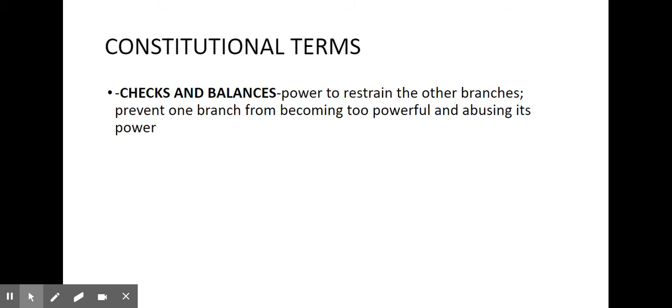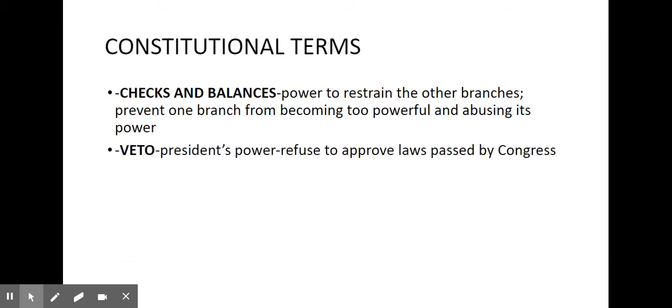Or he can do something called a veto. Okay, where he simply refuses to sign it. So this is an idea of check and balance. Again, separation of powers. Each branch has its own power, and each branch is prevented from dominating the others. Okay, veto power is an example of that. The president does not have to sign a law by Congress.